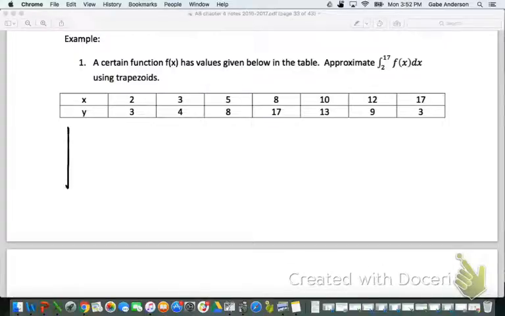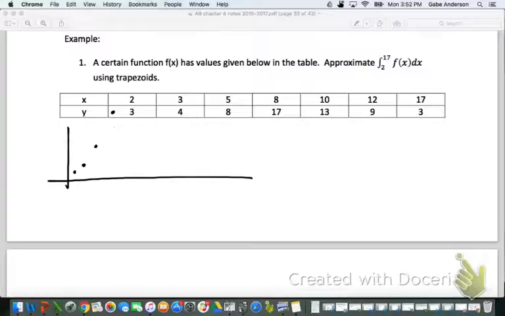So here's my y-axis, here's my x-axis, and so my first point is 2, 3. We're going to say that that's right about here. And then 3 comma 4, a little higher over there. 5 comma 8 would be maybe something like this. And then 8 comma 17, up here somewhere. I'll do right there, how about?